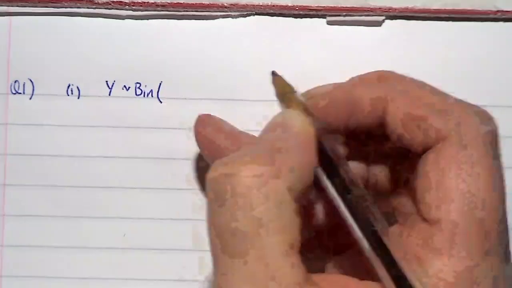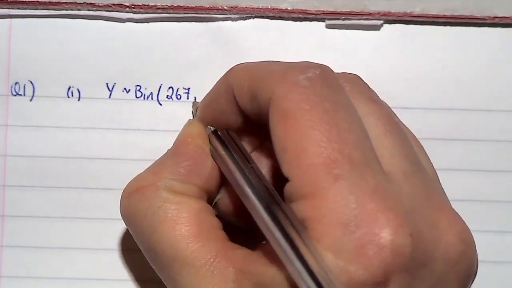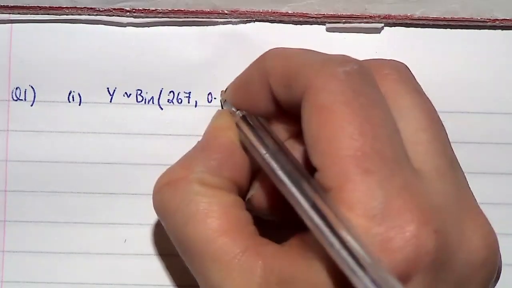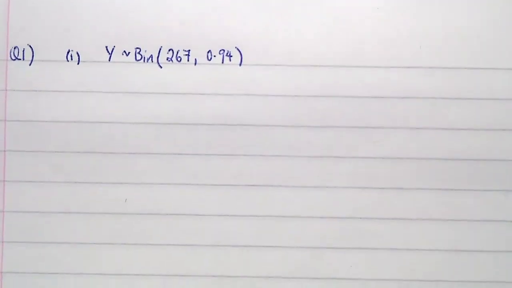Now, the parameter n in the binomial distribution is going to be the total number of people who've been given a ticket, so the absolute maximum number that could possibly turn up for this flight. So 267. And then the probability that they actually show up, so the probability of the positive outcome happening is going to be my parameter p. I'm going to put 0.94 in there because I was told there was a 4% chance that they didn't show up. Okay.